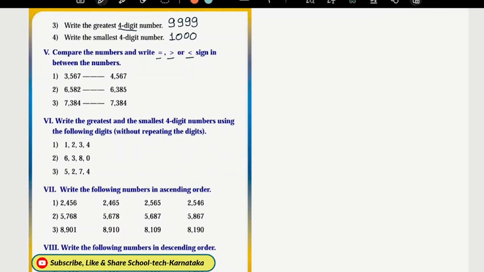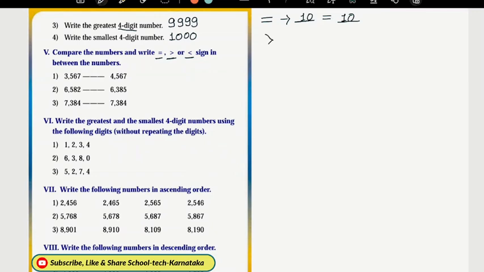Good. Now compare the numbers and write equal to, greater than or less than symbol in between the numbers. We need to write if the given number is equal to, greater than or less than. You already know that equal to sign is used when the numbers given on the left side and the right side are equal, like 10 and 10.